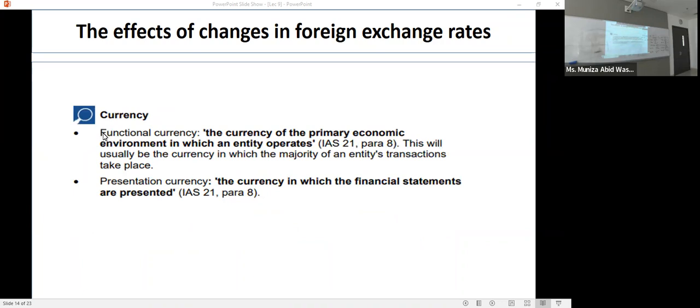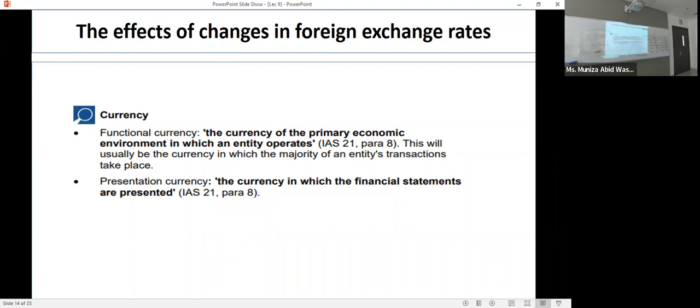Under currency, we have to discuss two types of currency: functional currency and presentation currency. What is the functional currency? Functional currency is the currency in which the major operations of the organization are being done. It is the major currency in which most of the transactions of the company are being done. So you have to see in which currency the major operations, activities and transactions of the organization are taking place. That is the functional currency.